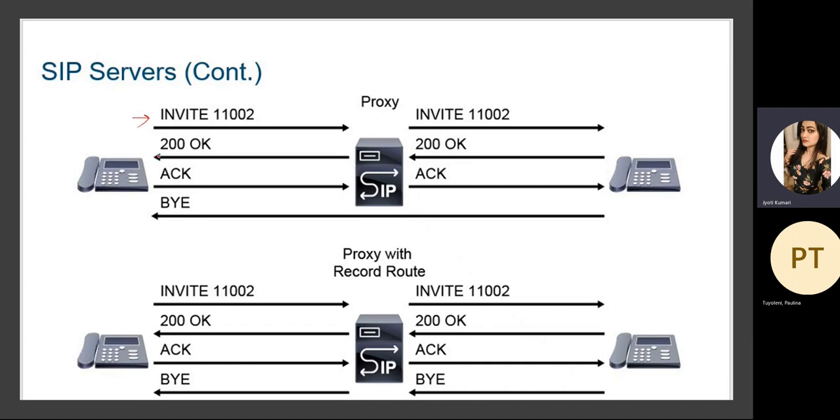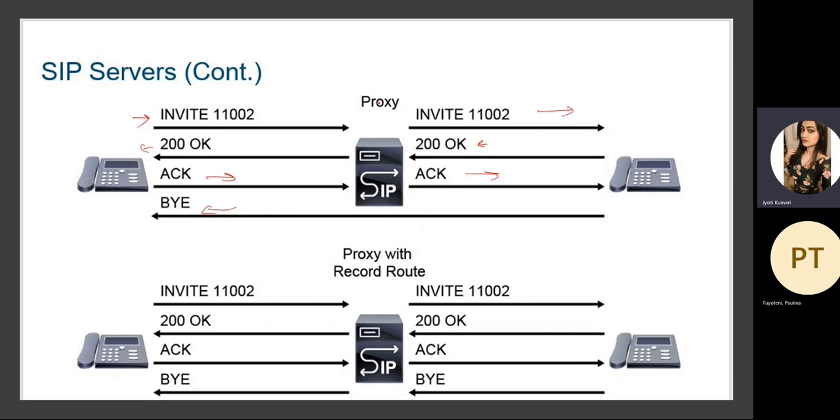So what will happen? An invite message will be sent. The invite message will be forwarded by the proxy server to the destination. It will send back an acknowledgement 200 that okay, invite has been sent successfully. It will send an acknowledgement, okay, and then once the call is disconnected, it will send a bye message directly to the called party.